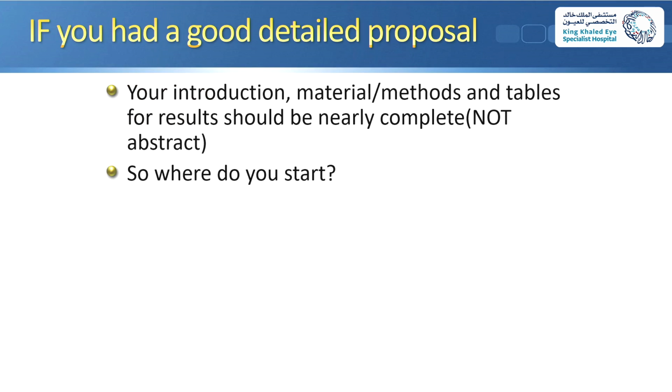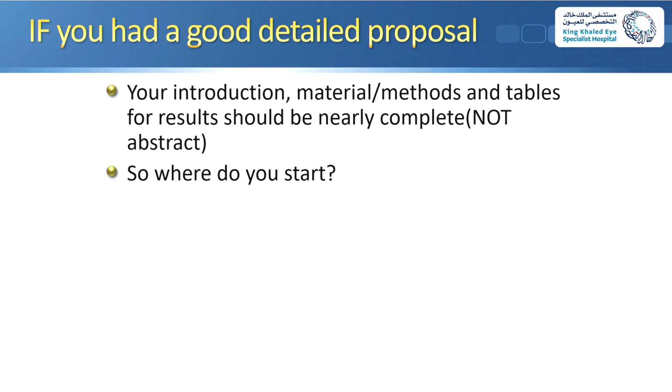Now, if you had a good, detailed, well-thought-out proposal, your introduction should already be done. Your materials and methods should already be done. You probably should have tables already done, dummy tables. I don't think we talked about it in detail, but what you would anticipate, where you fill in the results so that the biostatistician can analyze them for you. You should have those ready prior to starting your collection of results. So those are the things you should theoretically complete before you start writing your paper.